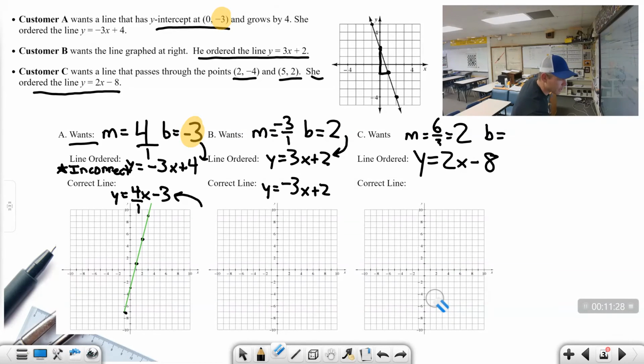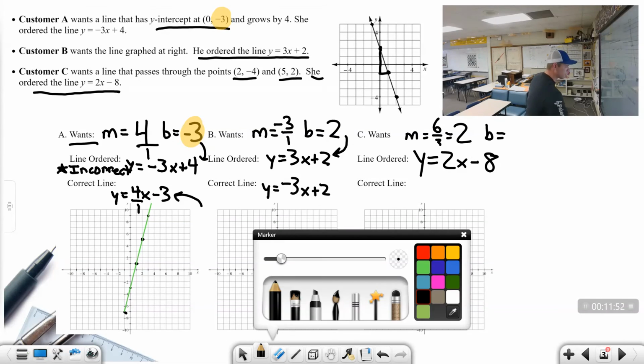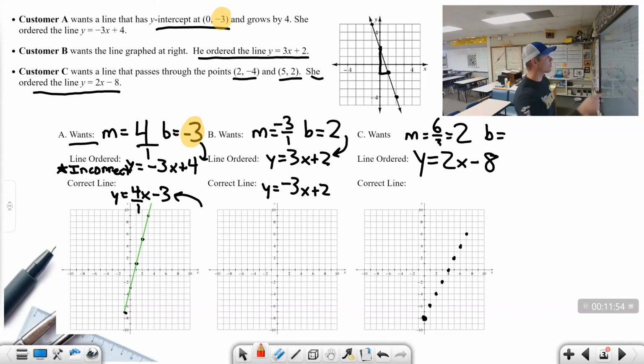So if I take these coordinates and I go to negative 8 and I do a growth of 2 over 1, up 2 over 1, up 2 over 1, up 2 over 1. My question is, do the coordinates pass through the points that they ordered? Well, let's look. 2 comma negative 4. Yep, pass through that point. What about 5 comma 2? Yep, pass through that point.